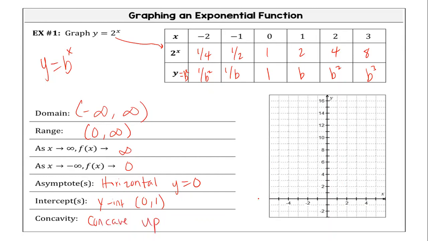Okay, so let's draw out our sketch. We have our asymptote. We have our (0, 1). We have our 1/2, our 1/4. We have our 2, 4, and our 8. So I'm going to now do my best to connect all these points, be as concave up as I possibly can. Okay, pretend that I touched 16 right there. Okay, it touched it.